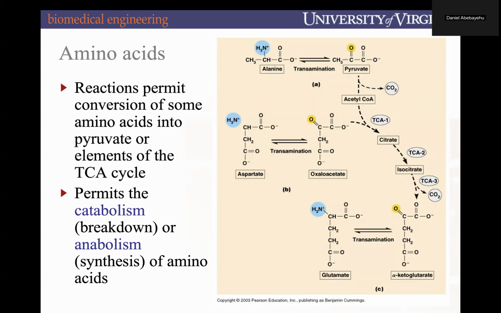And so this enables the ability of our cells, via these transamination events, in the absence of glucose, to take amino acids from protein and have them plug into the TCA cycle. And so this actually permits both the breakdown, the catabolism of muscle, or the anabolism, the synthesis of amino acids that can be generated and used to synthesize protein.